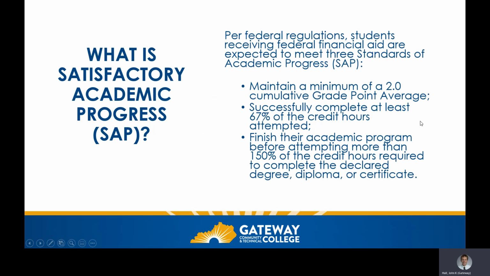As a review, satisfactory academic progress, which we will commonly refer to as SAP throughout the rest of this video, are the federal regulations that students must meet to maintain their financial aid eligibility. There are 3 requirements that students must meet to maintain that good standing. They must maintain a minimum 2.0 cumulative grade point average. They must successfully complete at least 67% of the credit hours that they've attempted, and they must finish their academic program before attempting more than 150% of the credit hours required to complete their declared degree, diploma, or certificate program. We did go more into depth into those different requirements in the first video, so if you haven't watched that, please do so.